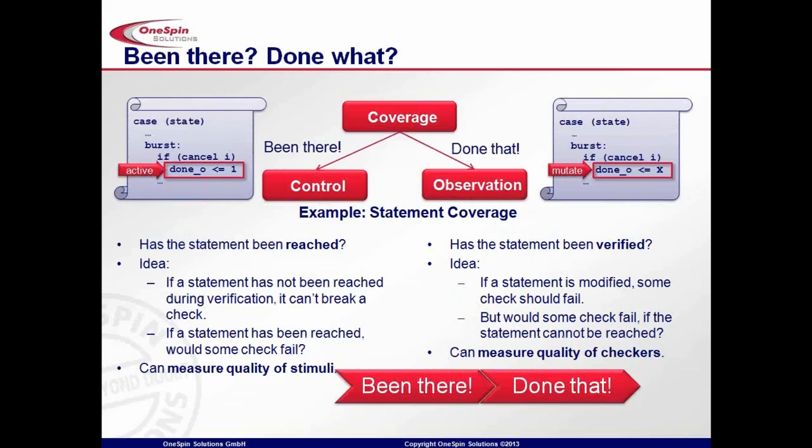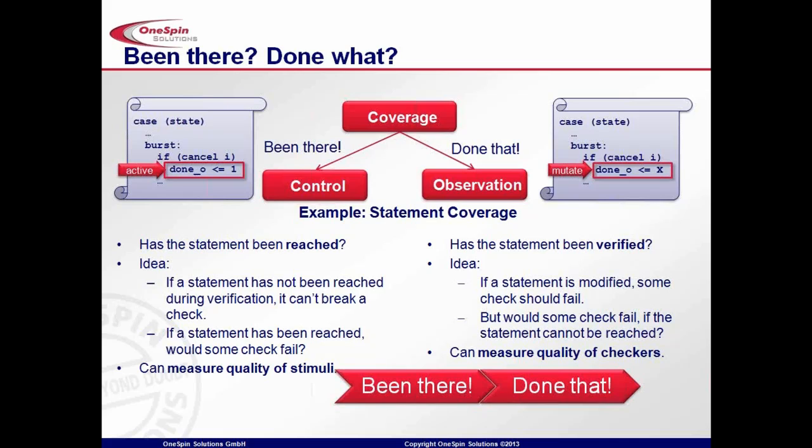Been there means, are we able to control a certain line? That refers to the controllability. So can we get the line done output to get 1? Can we reach that? And then we also follow the mutation. So how do we verify that? The idea is to mutate a certain line and then to find among your checkers which one fails. If there is any, that means that you have observed that line. But we will also see that in the example.